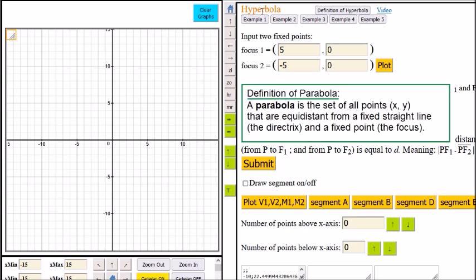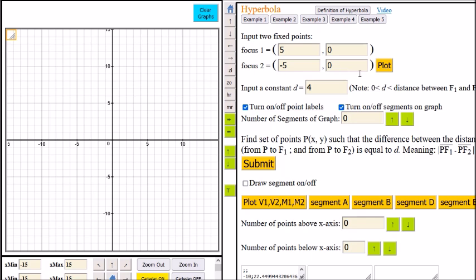To generate the points for the hyperbola, first pick any 2 points horizontally aligned, like this. Let's call this one F1 and this one F2. The distance between F1 and F2 in this case is 10. Next, pick a constant less than 10. In this case, I picked 4.